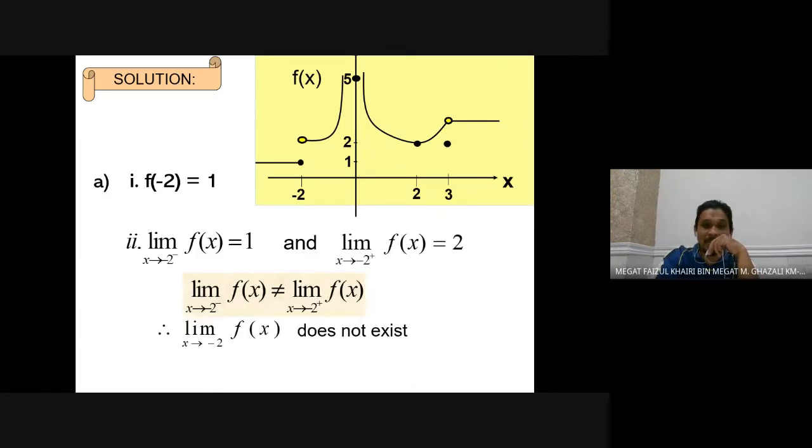Okay, it does not exist. The first one, when x approaches -2 from the left and right, 1 and 2. The limit does not exist.